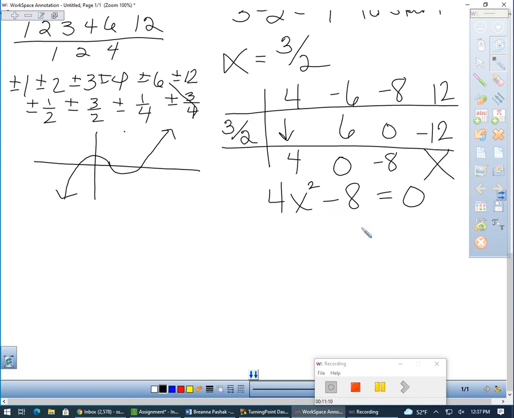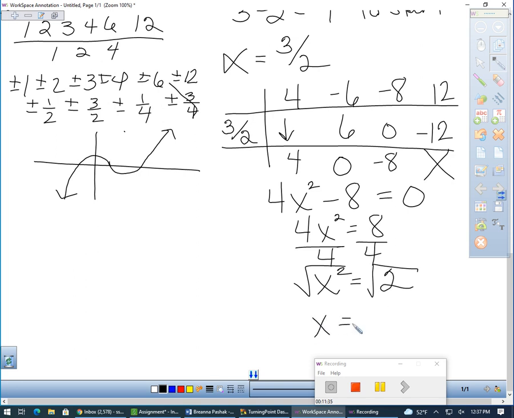All right, so first thing I'm going to do is add 8 to the other side. I have 4x squared equals 8. Dividing both sides by 4, I get x squared equals 2. Then square root both sides. I get x equals plus and minus the square root of 2. So my 3 zeros are at 3/2, square root 2, and negative square root 2.